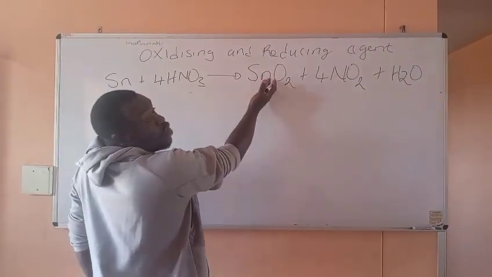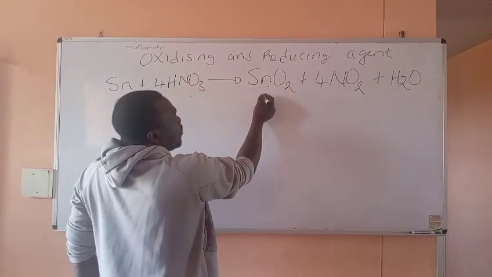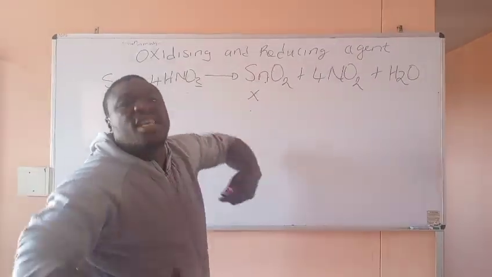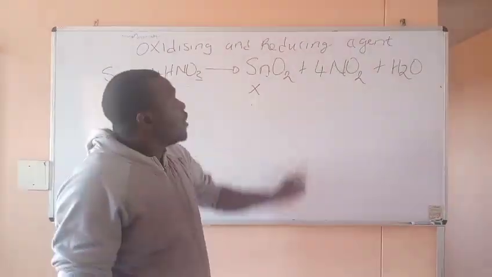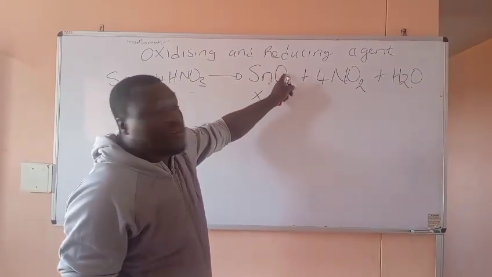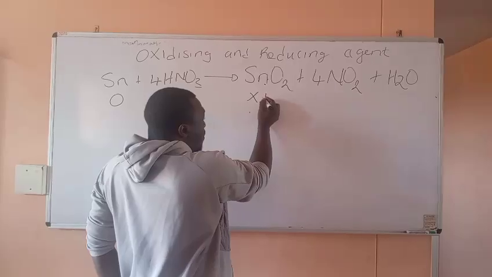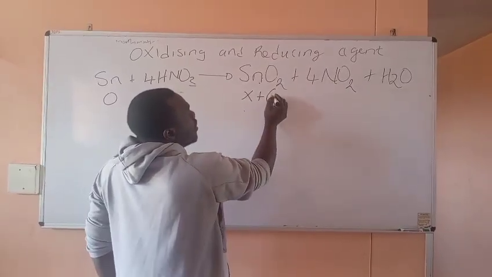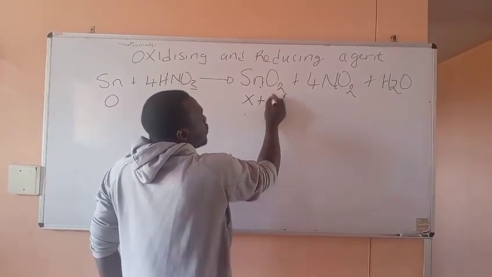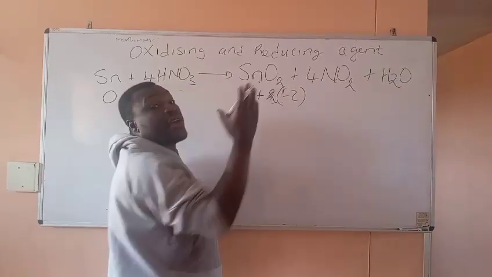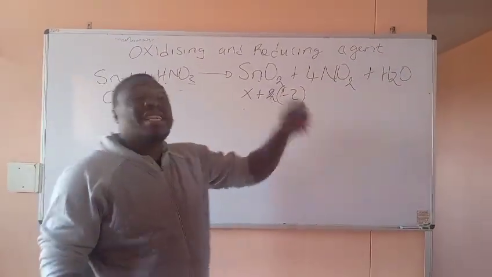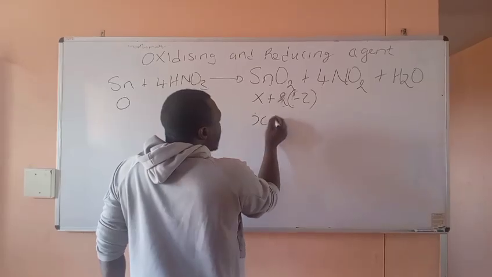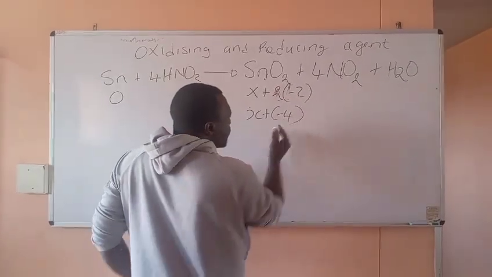We don't know the oxidation state of tin, so we assume that it is X. Another rule says any compound that contains oxygen, the oxidation number of oxygen is already known to be minus 2. How many atoms of oxygen are there? 2. So it's X plus 2 times negative 2, which gives X plus negative 4.